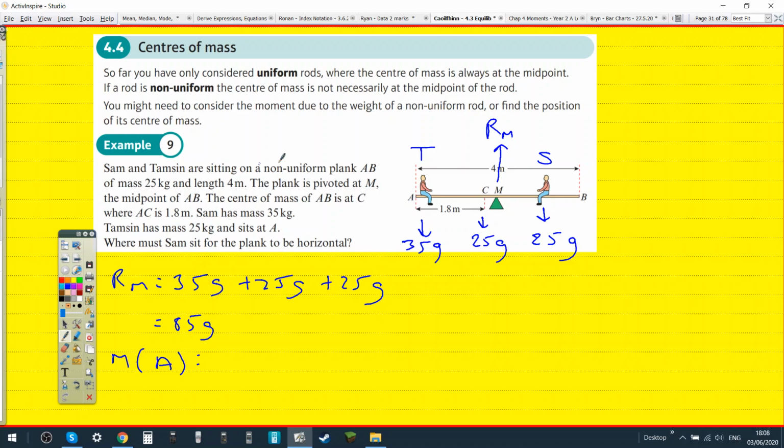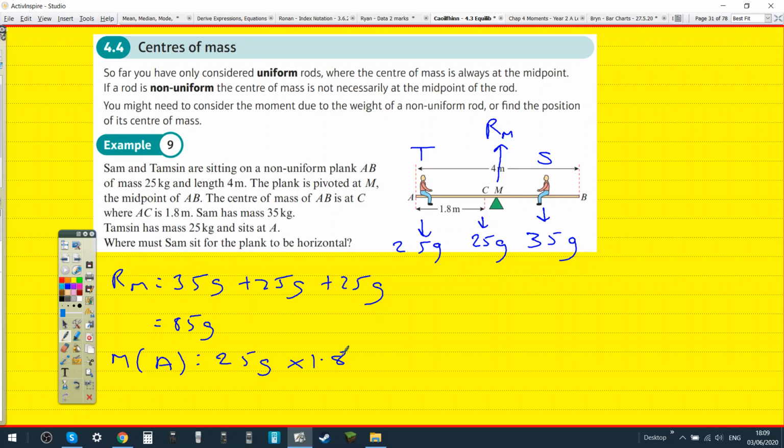For a moment about A, hang on. Sam has 35. So that one's 25. Right. So now would we do 25g times 1.8 for the moment of A? So that's 25 times 9.8 times 1.8, which is 441.